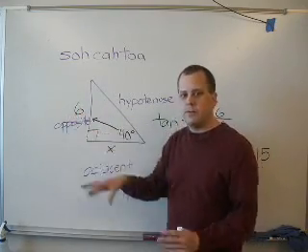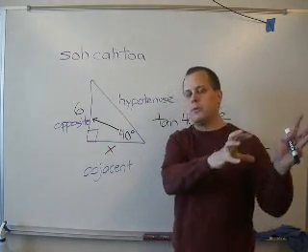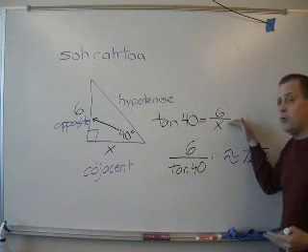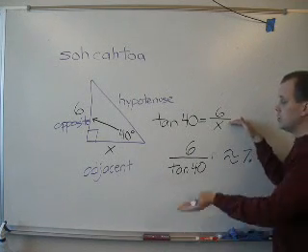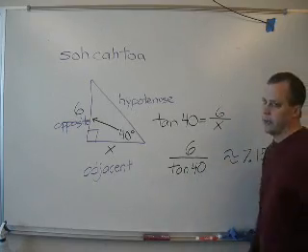Now, in the last segment, when we were talking about tangent, we didn't know the opposite. The numerator for that fraction was unknown. We had taken that denominator and multiplied it next to tan. Well, this time, we don't know the denominator, so we're going to divide the numerator by tan of 40.